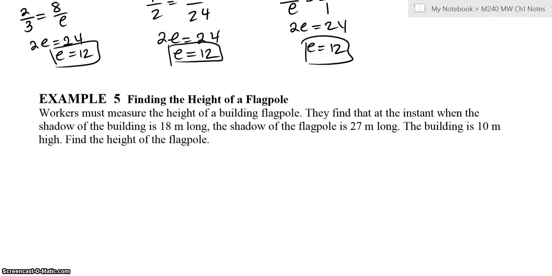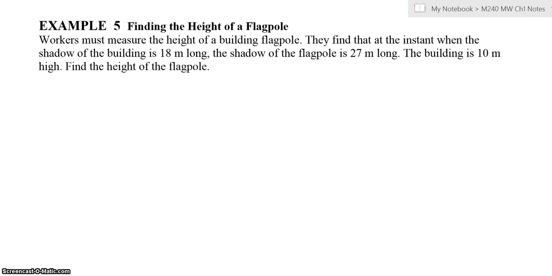So let's look at an application of this. We're going to find the height of a flagpole. Workers must measure the height of a flagpole. They find that at an instant when the shadow of a building is 8 meters long, the shadow of a flagpole is 27 meters long. The building is 10 meters high. Find the height of a flagpole.